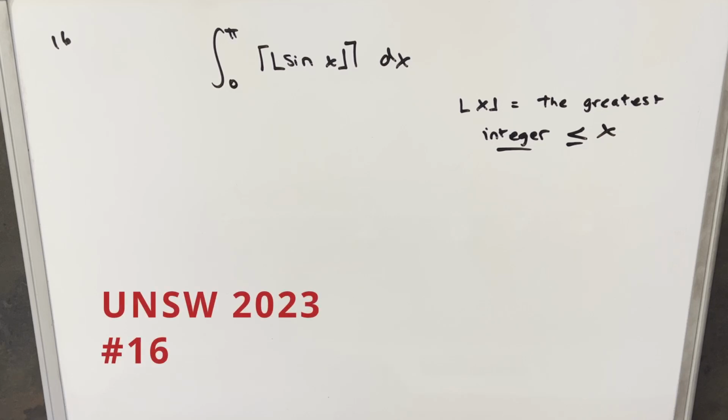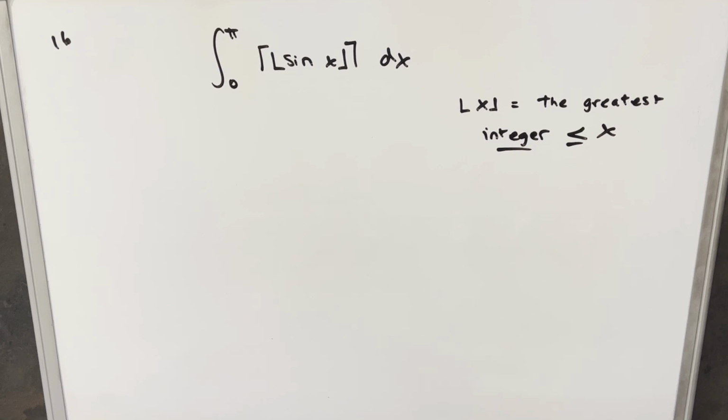Okay, we're here to another integral from the UNSW Integration Bee 2023. This was problem 16. We have the integral from 0 to pi of the ceiling of the floor of sine x dx. Okay, this is actually a really quick problem. I would say this is actually a 1 second integral, but it's probably going to take me a little while to explain it.